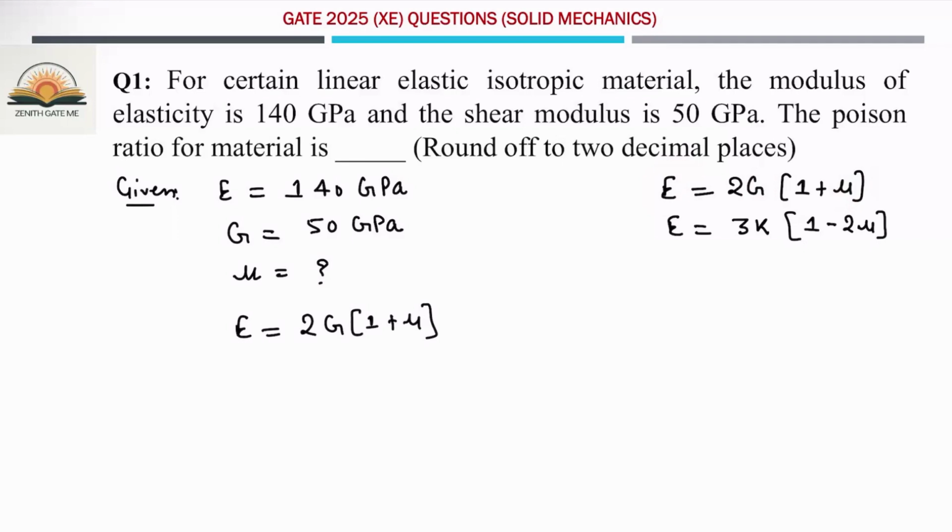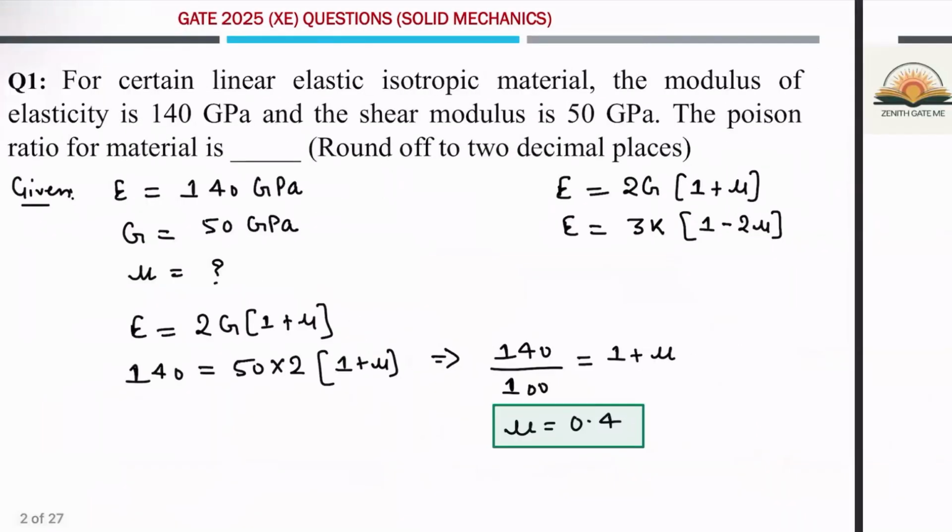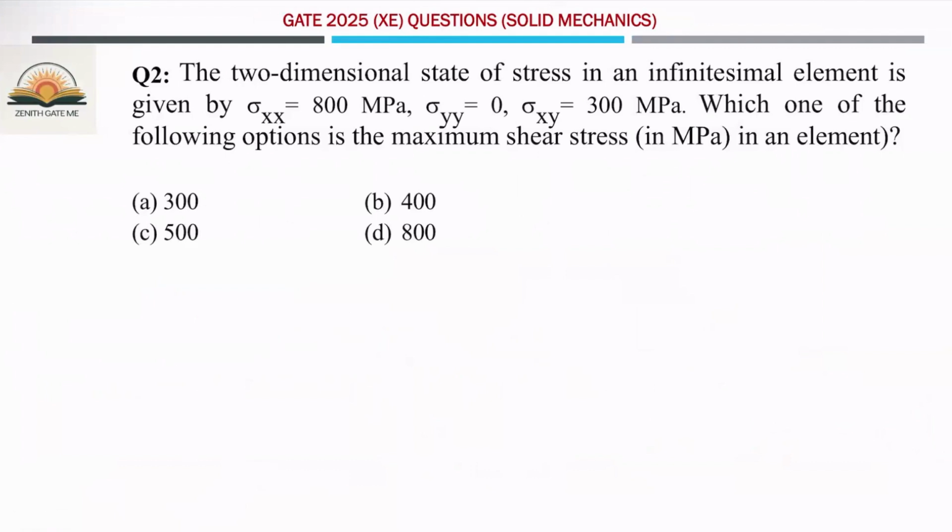So what is the value of E? This is nothing but 140. And the G value is also given in gigapascal. That means 50 into 2, (1 plus mu). So this will become 140 divided by 100 is equal to 1 plus mu. So from here, the mu value will be 0.4. So the correct answer for this question is mu is equal to 0.4, which is nothing but the Poisson's ratio. Let's move to the next question, question 2.